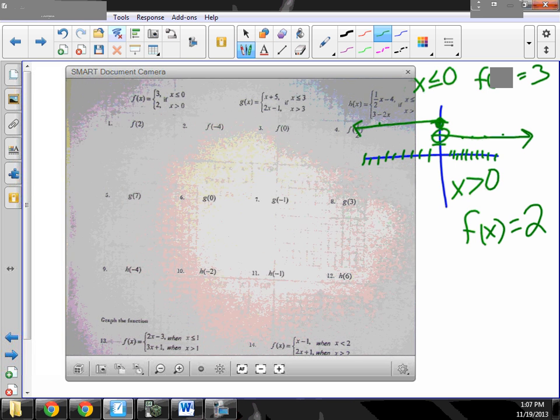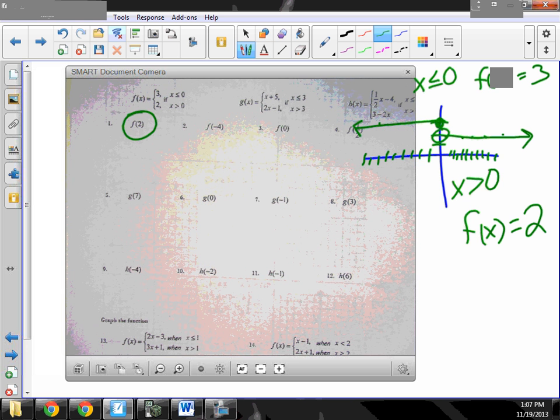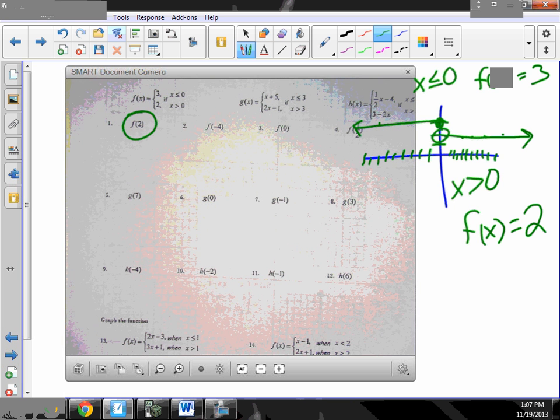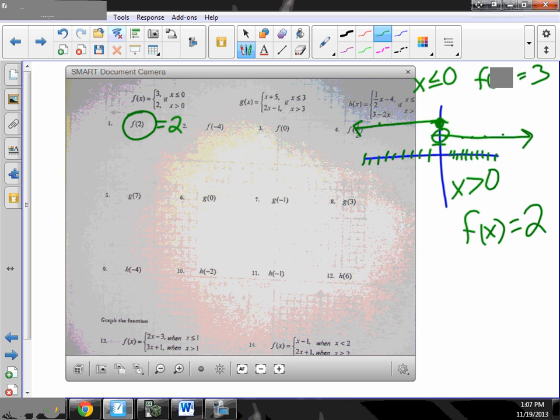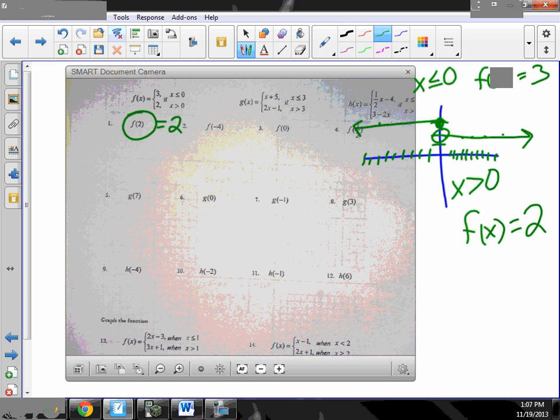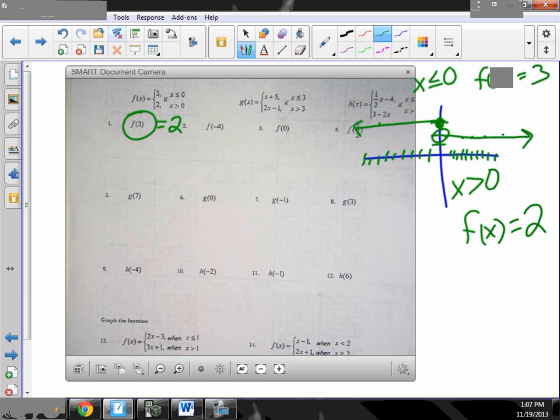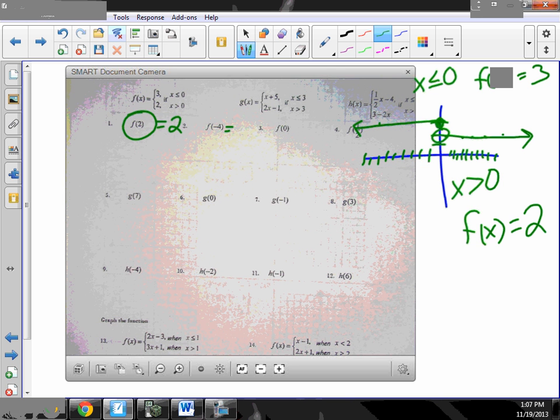So the first question says f of 2. What is the value of the function when x is 2? 2. So f of 2 equals 2. Second one, what is the value of the function when x is -4? The value is 3. All right, let's skip to number 5.